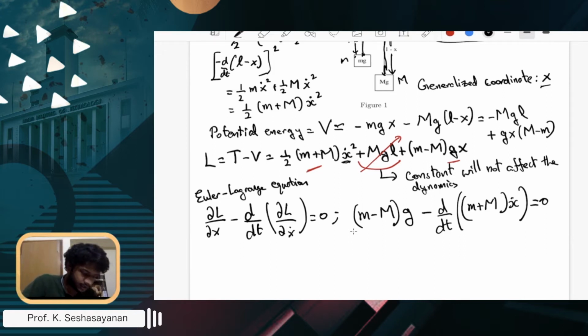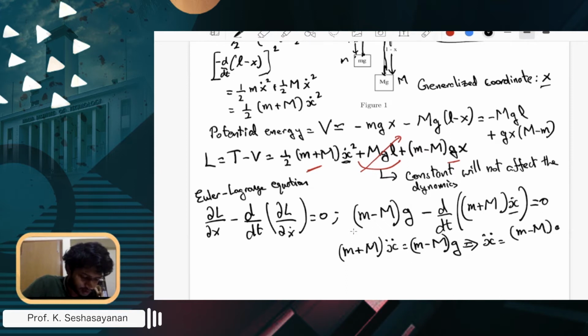So I'll take the total time derivative. Here it's only with respect to x. So we get m plus capital M times x double dot is equal to small m minus capital M times g. Means the acceleration is nothing but small m minus capital M times g divided by small m plus capital M.